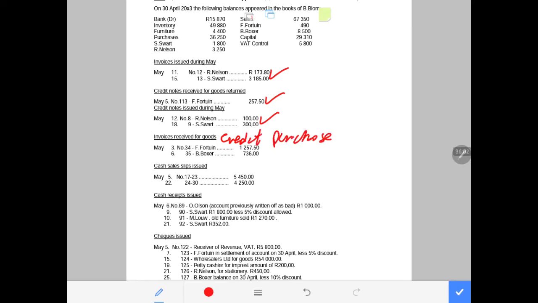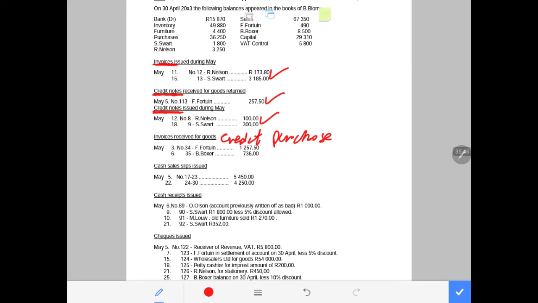Credit purchase. And I also want to highlight something again in line with the previous one. Credit notes have something to do with the return, but invoices have something to do with the purchase. Either we purchase from the supplier or the customer bought from us. In other words, we have sold. So an invoice is either a purchase or a sale. A credit note is a return, and it could be a return back to us or a return back to the supplier. So also be mindful of the tips that I'm providing to you.